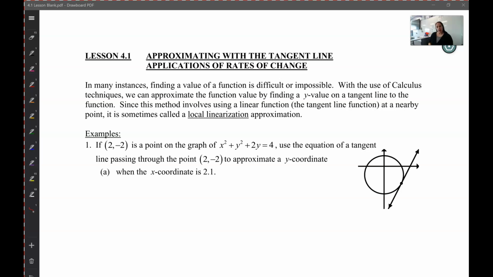Welcome to chapter 4, where we are going to talk about various other applications of derivatives. Now, this first lesson is talking about tangent lines. So let's review really quickly what a tangent line is.